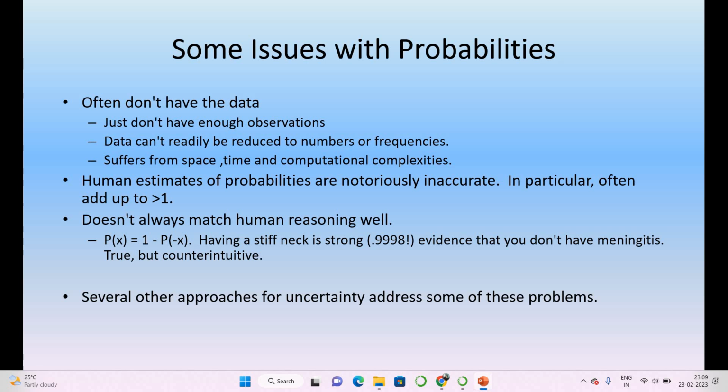And what are the other issues with probabilities? Let us narrate them. Often we don't have the data. Sometimes we may not have enough observations, and data can't readily be reduced to numbers or frequencies. It suffers from space, time and computational complexities. Human estimates of probabilities are notoriously inaccurate, in particular often adding up to greater than 1. It does not always match human reasoning well. So there is not enough data and it is not matched to human reasoning, and several other approaches for uncertainty address some of these problems. So many issues are there with these probabilities.